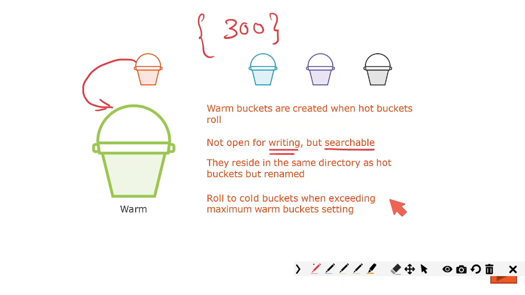So once we have filled all the 300 concurrent buckets, the data will get rolled from the warm bucket to what we will call cold buckets. So that is something important to understand. Okay.